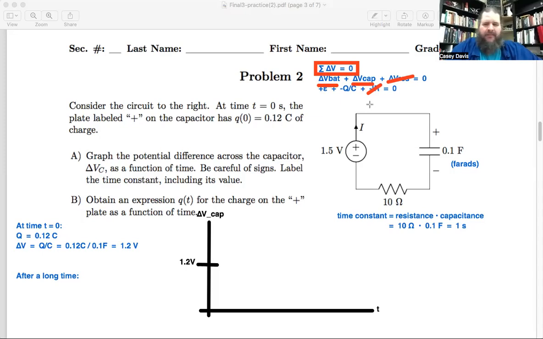Yeah, they've got to be the same. Strictly speaking, they'll be opposites. We would say delta V battery is plus epsilon, delta V capacitor is minus epsilon, but at least its absolute value will be the same. Its magnitude is the same. So that means after a long time, the capacitor's voltage will be the same as the battery, 1.5 volts. We label that delta V capacitor. Delta V capacitor will match the voltage of the battery.